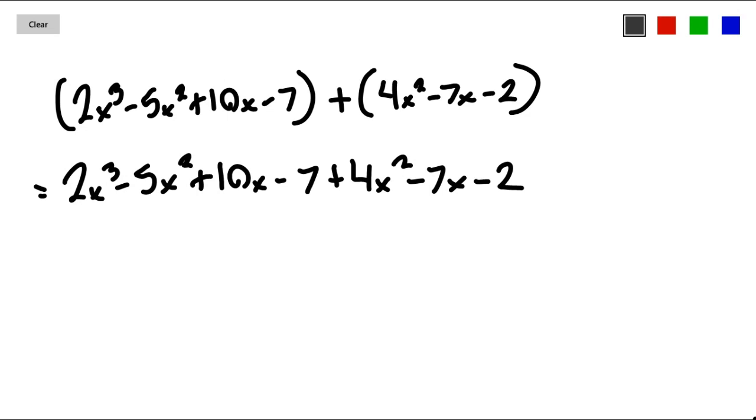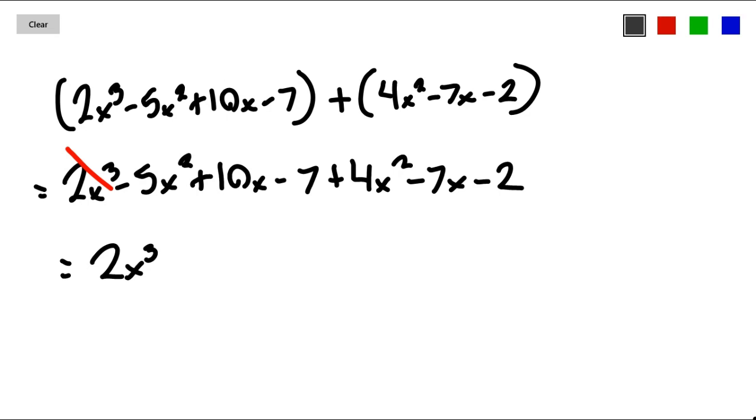And then I can start going to the highest degree and combining like terms and then gradually decreasing the degree. So for 2x cubed, I don't have any other x cubed terms to combine it with, so it just stays the same. And I can get rid of it. I like to cross out the terms as I go because it helps me keep track of what I'm combining and what I haven't combined yet.